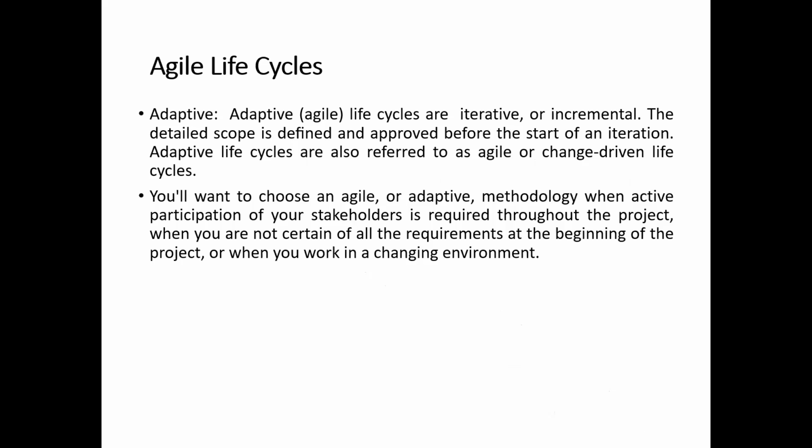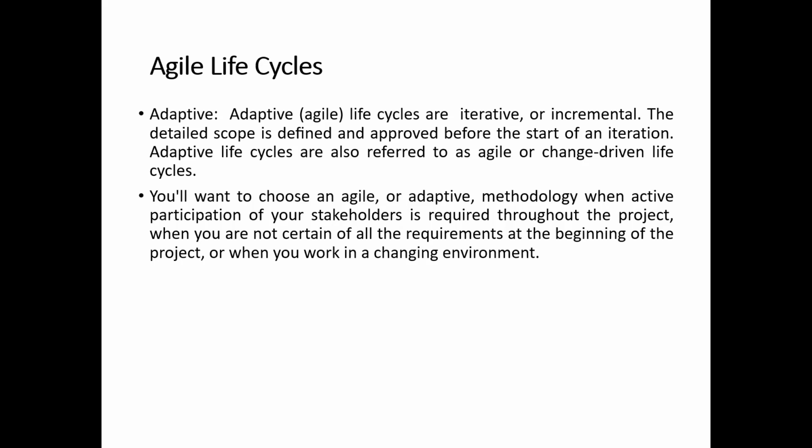In the agile life cycle, it is the adaptive life cycle. We call it adaptive because it has iterations or it is incremental. The detailed scope is defined and approved before the start of each iteration. So there are different iterations, and the scope is defined before the start of each iteration. It is also referred to as the agile or change-driven life cycle.